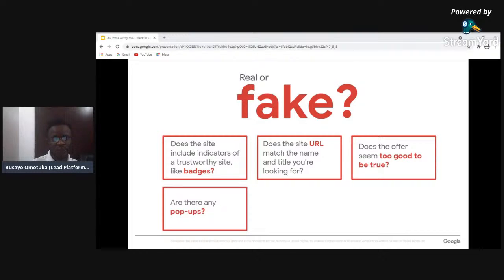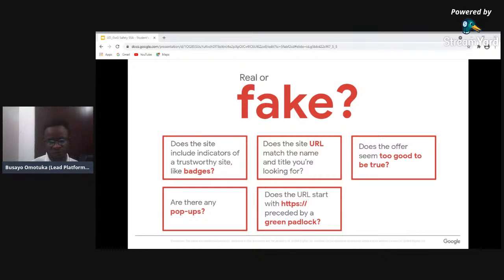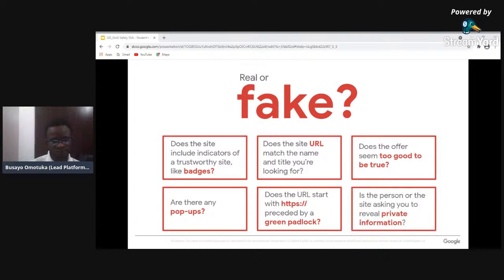Are there any pop-ups? Does the URL start with HTTPS preceded by a green padlock? Is the person or the site asking you to reveal private information? Right, so these are signals, let me put it that way. These are signals that we can be on the lookout for whenever we're on the internet.